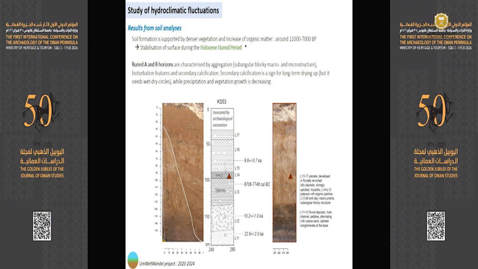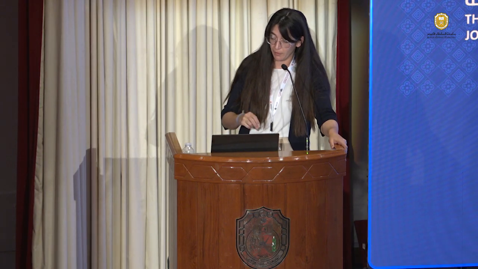pedogenesis. All those horizons are linked with bioturbation and secondary calcification, meaning you have a period with a lot of precipitation and vegetation growth, and then it decreases, because you need to have this decrease to have calcification.